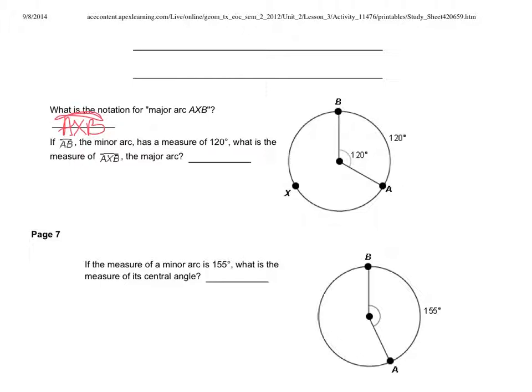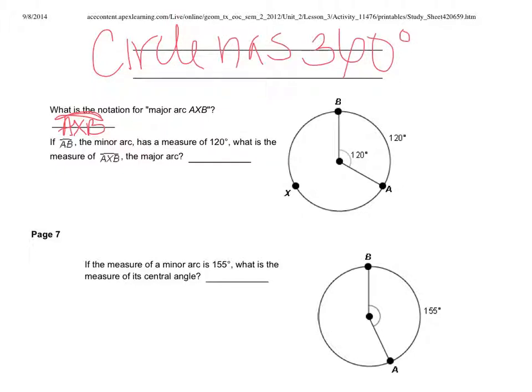So if AB is the minor arc and it has a measure of 120, what's the measure of AXB, the major arc? Well, you need to know that a circle has 360 degrees total. It's important to note that whatever the central angle is, this is 120, this minor arc here is also 120. These will always be the same. Okay? And then if I wanted to find this other one, AXB, that's the outside piece, well, I know a circle has 360 degrees.